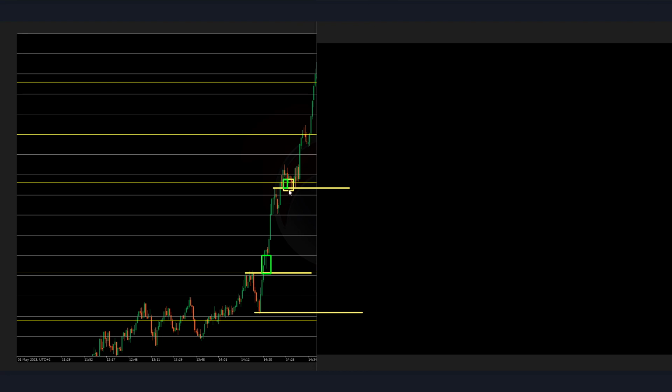So you can see that both of these trades would have won with a 10 pip stop loss, with no need for a 15 because there's no drawdown. There is no drawdown, so that's a 4.5 to 1 risk to reward ratio, which is absolutely crazy.